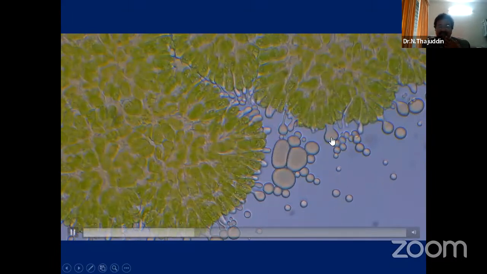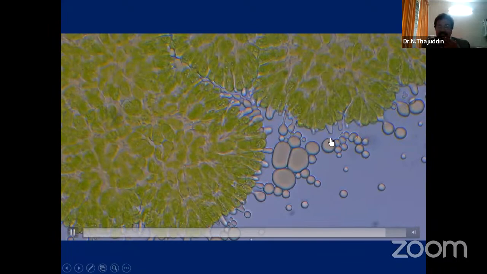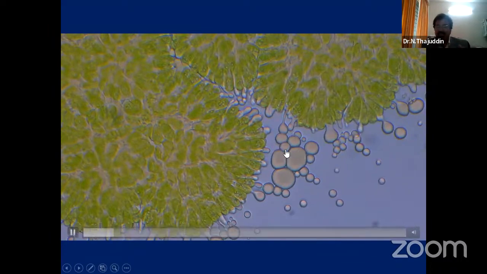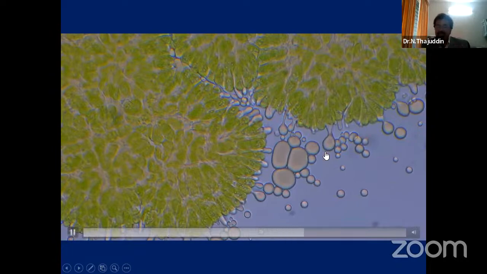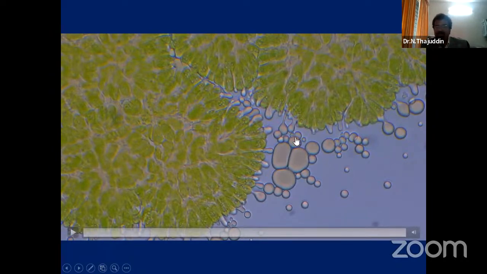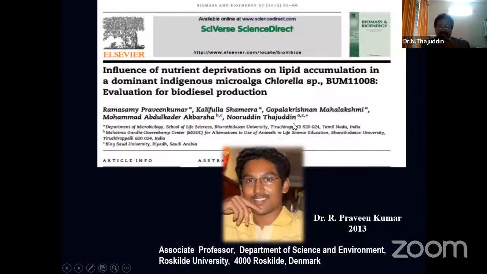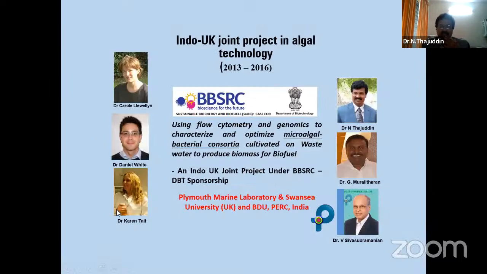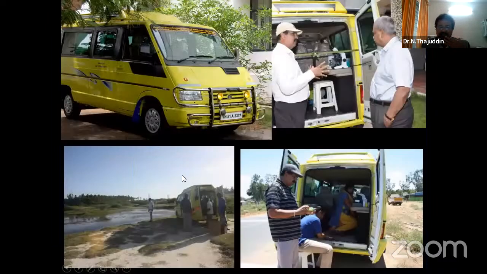And this is the Botryococcus species. You can see the oil lipids oozing out from this plant. If you give stress, you can see algal oil oozing out. So this is the ideal organism for biodiesel. Another student standardized the stress conditions for maintaining maximum lipid content. Now he has a permanent position at Roskilde University in Denmark. He published this paper in Biomass and Bioenergy, and we got one Indo-UK project of nearly 1.5 crores, and we developed a biodiesel. And thanks to DBT, we got one mobile taxonomy laboratory.